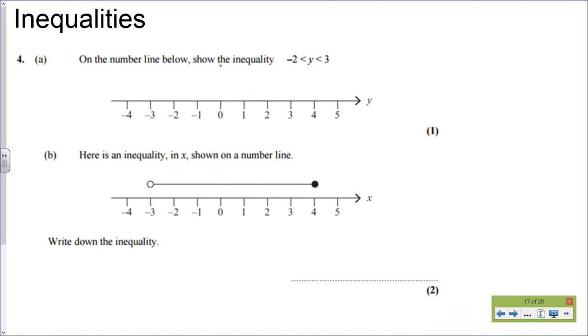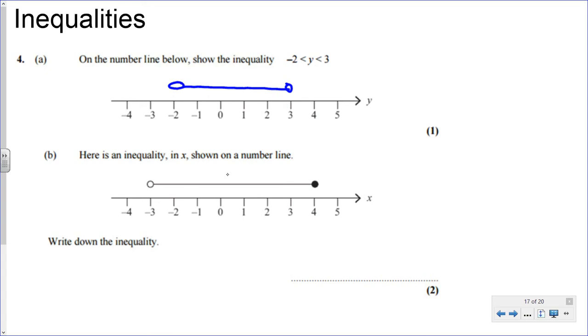Inequality still here. On the number line below, show this inequality. So I need to draw circles above the -2 that I can see here and above the 3, and I'm joining them up like that. Okay, now it has to be greater than -2, it has to be less than 3, so these are empty. They're not coloured in, the circles.